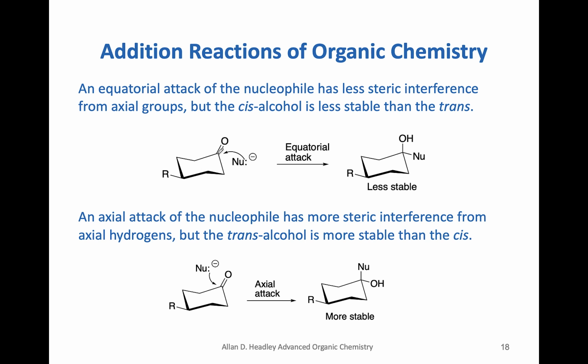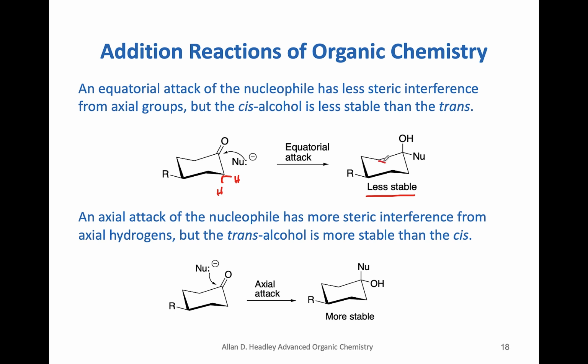Here we have equatorial attack because there is a lot more space in the equatorial position, because we have hydrogens here and here. So there is more space in the equatorial. However, this is now less stable once this is formed because we're putting the large OH group in the axial position. You will recall that's less stable because we have hydrogens here that are in the axial position.